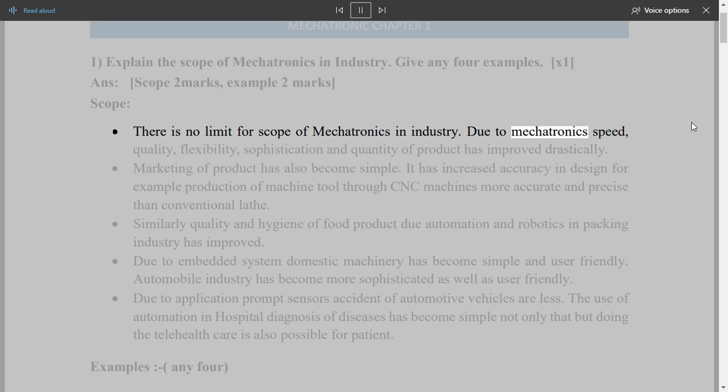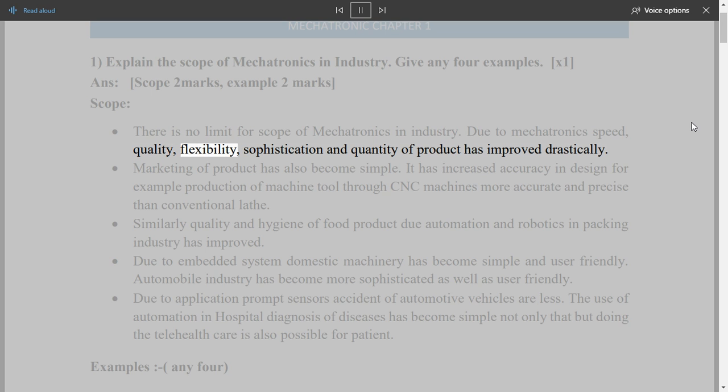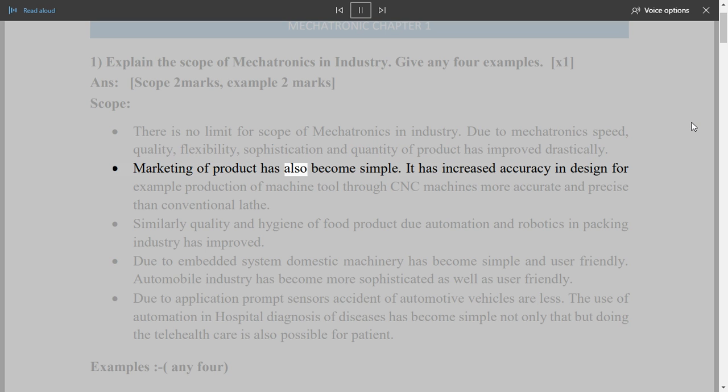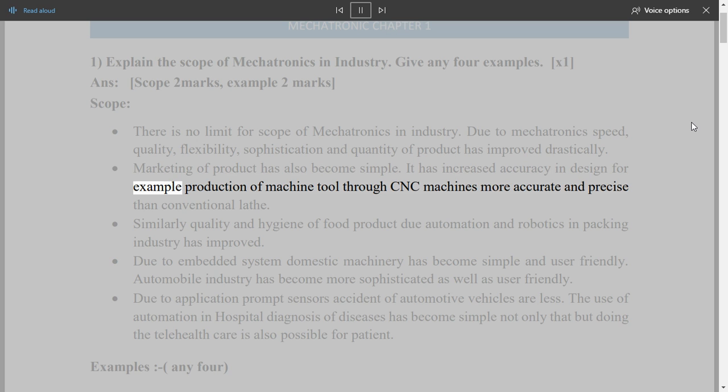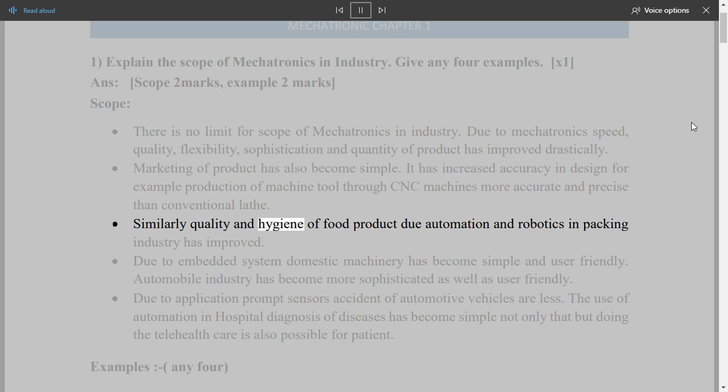Due to mechatronics, speed, quality, flexibility, sophistication, and quantity of product has improved drastically. Marketing of product has also become simple. It has increased accuracy in design, for example production of machine tools through CNC machines is more accurate and precise than conventional lathe. Similarly, quality and hygiene of food product due to automation and robotics in packing industry has improved.